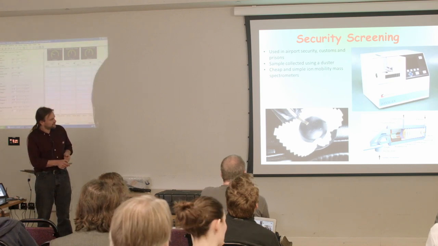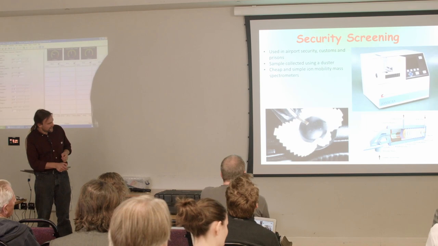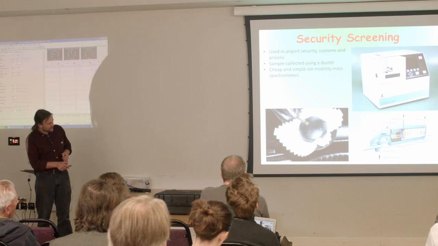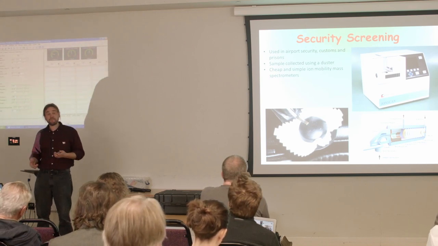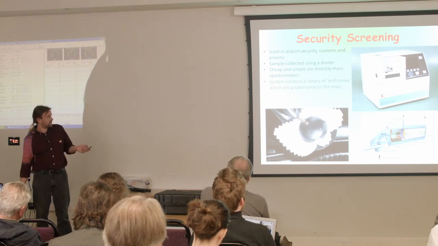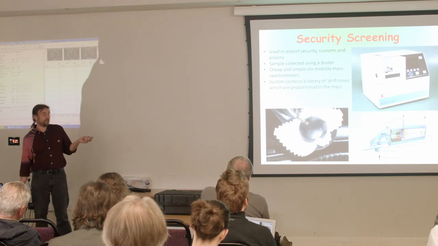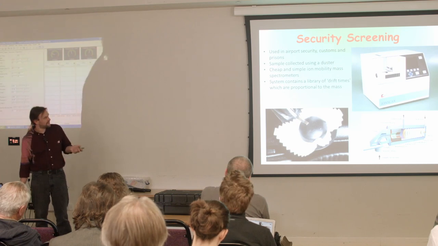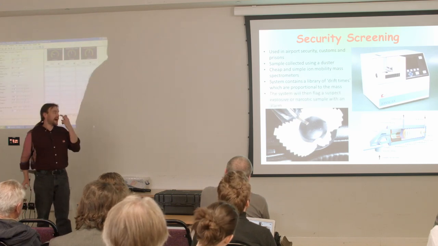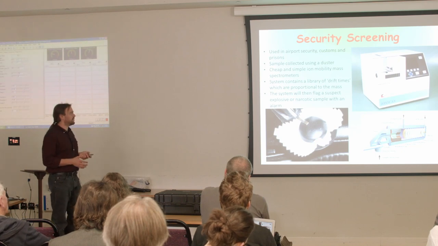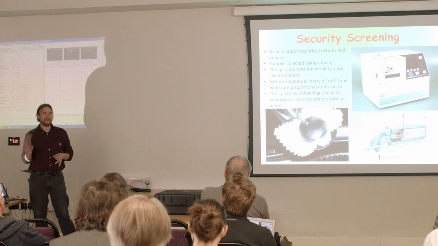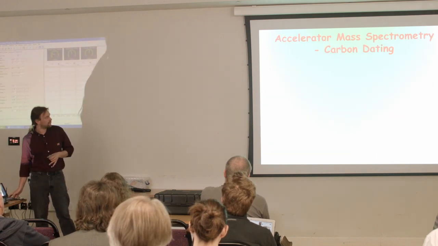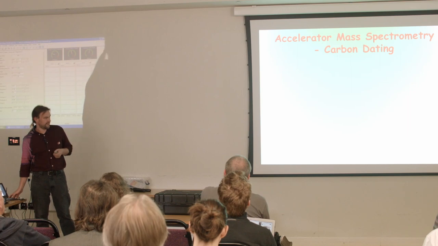So you've got some drift gas which is blowing through this tube here. The sample gets sucked in here. This one is actually ionizing it with some radioactive nickel. The ions fly down this drift tube, and depending on the mass of the ions, they have a different drift time. And the drift time is proportional to the mass. So the system has a library inside it, and if the drift time corresponds to an explosive or a narcotic, it will ring an alarm, and then you'll get taken to one side, and then they'll get a better sample and put you through a decent mass spectrometer, and you might go to prison, I guess.